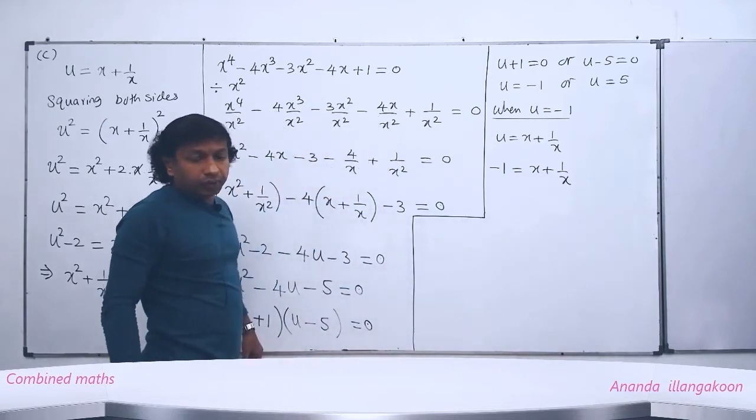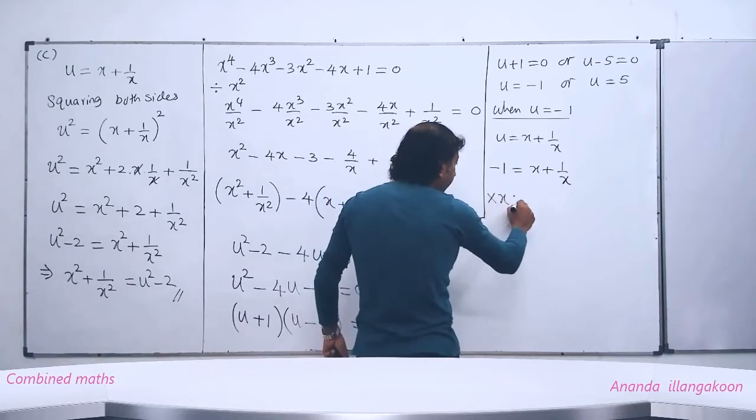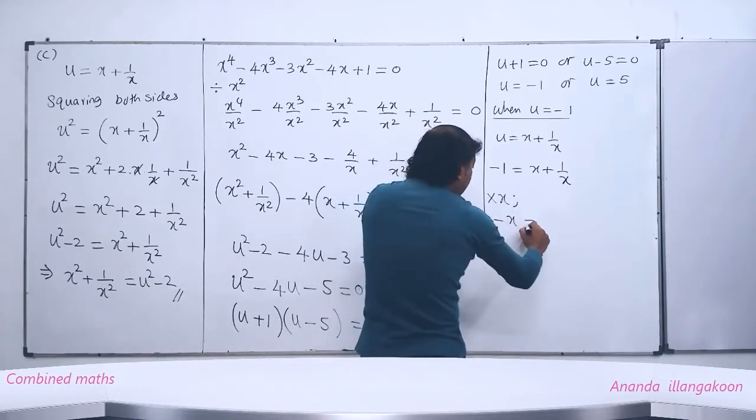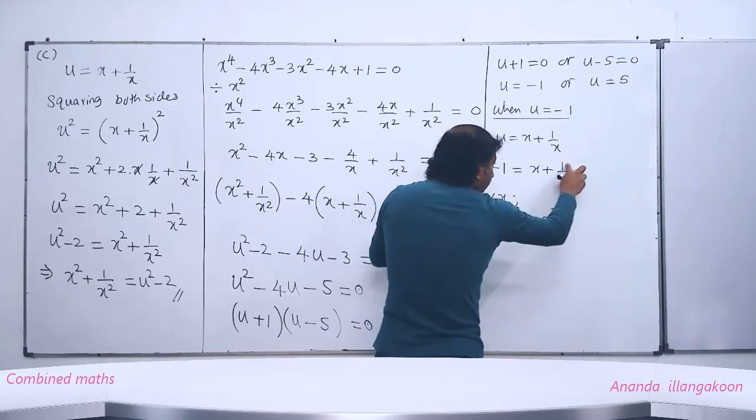To convert this to a quadratic equation in x, I multiply both sides by x. Minus 1 multiplied by x gives minus x. When you multiply this by x, we get x squared. This by x, this is 1.